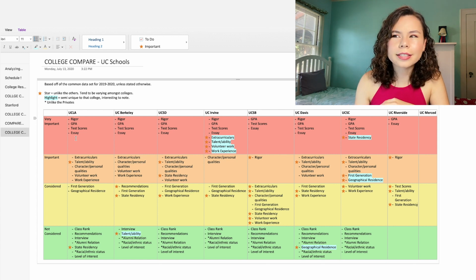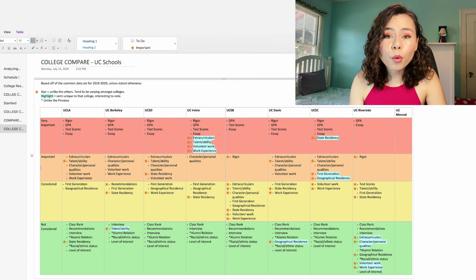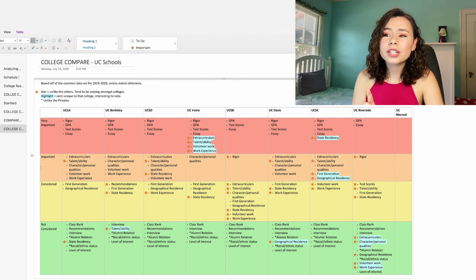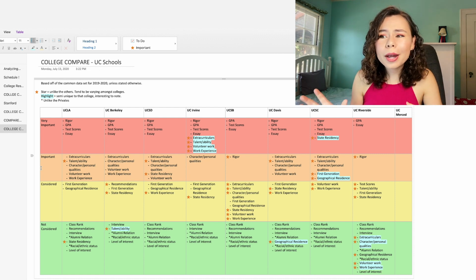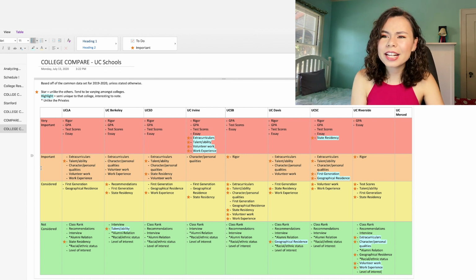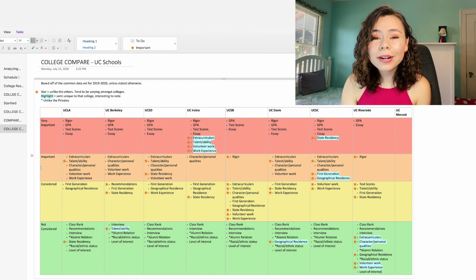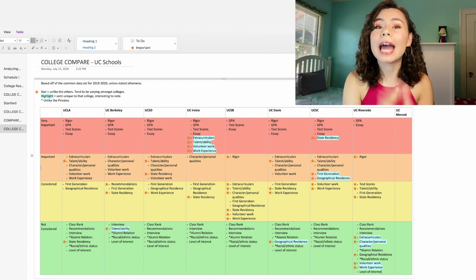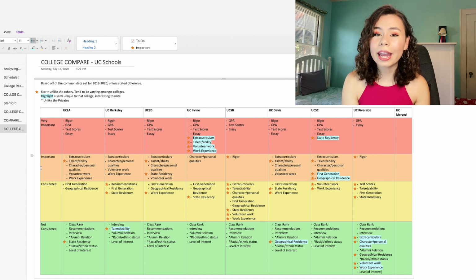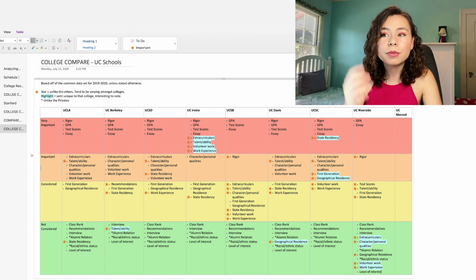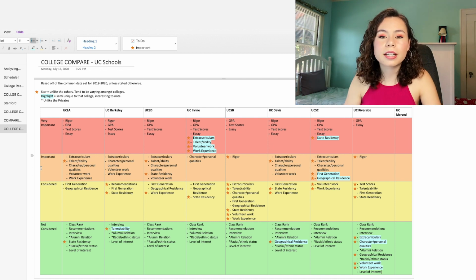There's a lot of things that aren't on this list, and I guess that goes into not considered. For not considered, we have class rank, recommendations, interview, extracurriculars, character or personal qualities, alumni relation, geographical residence, racial or ethnic status, volunteer work, work experience, and level of interest. Holy cow! That's different. This surprised me so much to find out that UC Riverside doesn't even consider your extracurriculars, your volunteer work, or work experience. Because in my mind, I thought that all the UCs really cared about that stuff. And I mean, most of them do, but I guess from UC Riverside's perspective, it's just not considered.